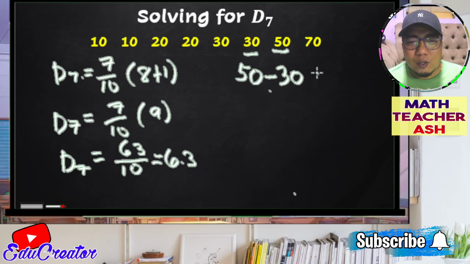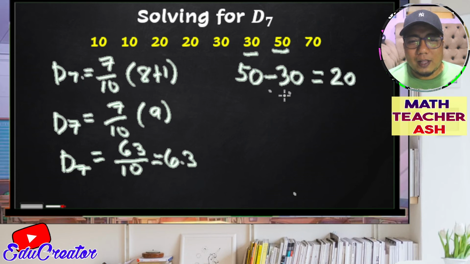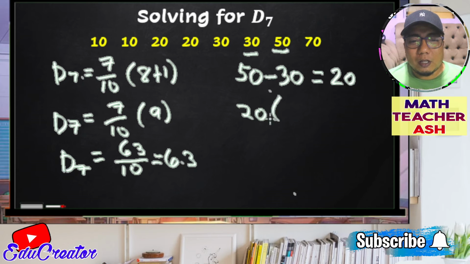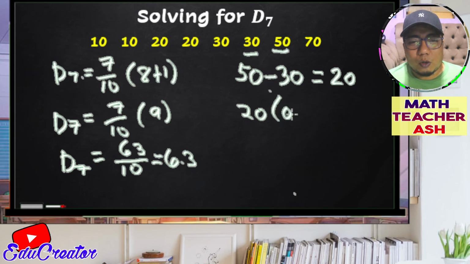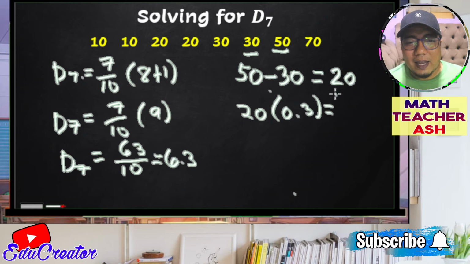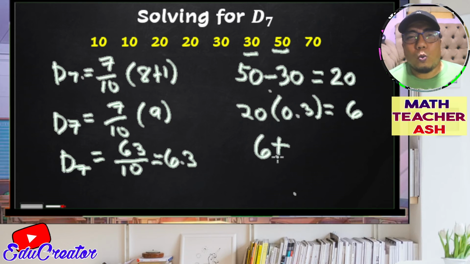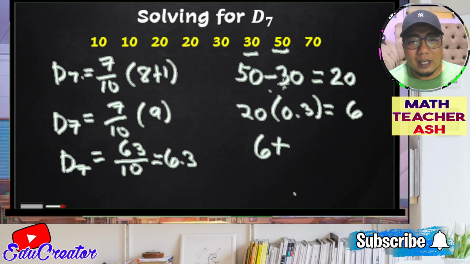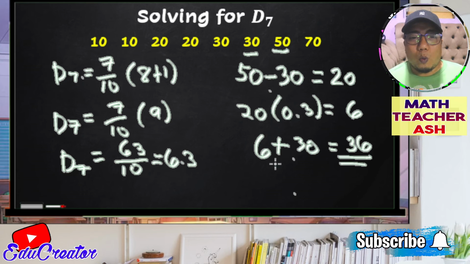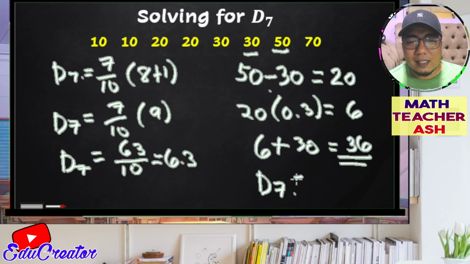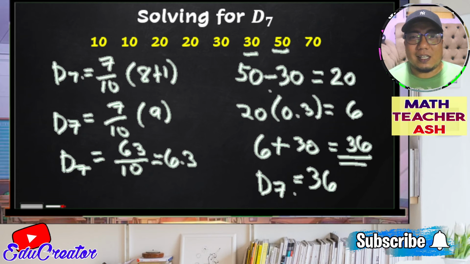Easy, right? Now, if you subtract 50 by 30, the answer is 20. The next step is to multiply the result by the decimal you have come up with in our formula, and that is 0.3. So, we just multiply it with 0.3 and the answer would be 6. Why? Because 20 times 0.3 is 6. Easy, right? Now, having the 6, we will be adding this to our smaller number in the subtraction process, and that is 30. So, that is 6 plus 30, and we have 36. Therefore, we can say that our 7th decile is located at the 36th data value.